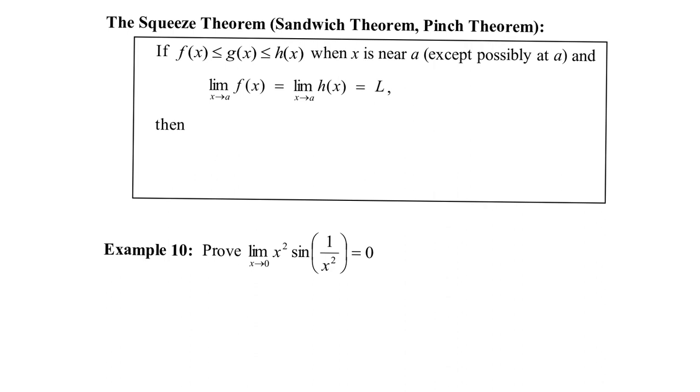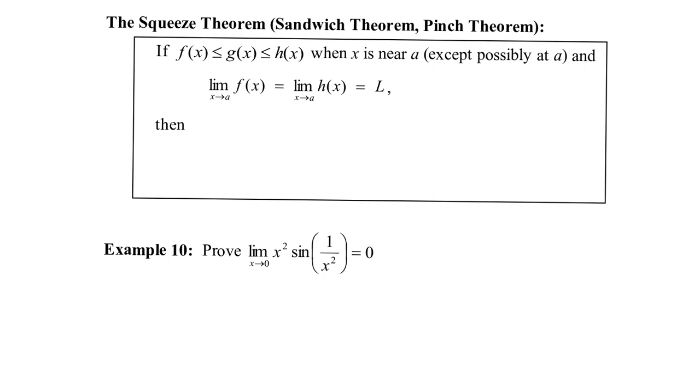And it looks like this. It says, when we've got this function f of x, which is less than or equal to g of x, which in turn is less than or equal to h of x, or in other words, g of x is in between these two. When this is true when x is near a, except possibly at a, remember we don't really care what happens at a when it comes to limits.